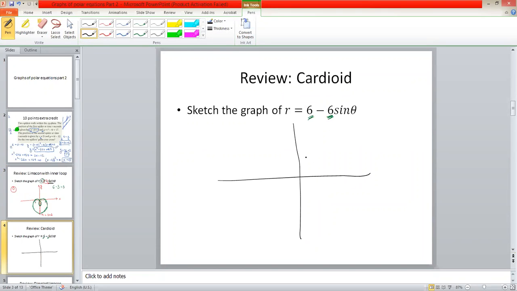Because it's negative sine, it will be located below the y-axis. I'm going to go 12 units down because it's 6 plus 6. I'm going to go 6 to the left, 6 to the right, and draw something which looks like a heart. And that's called cardioid.